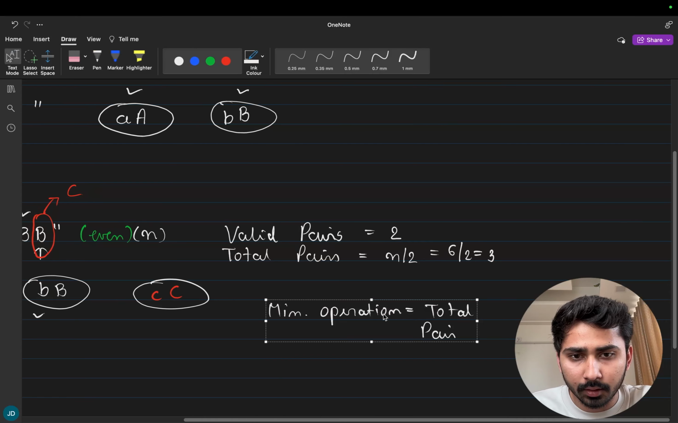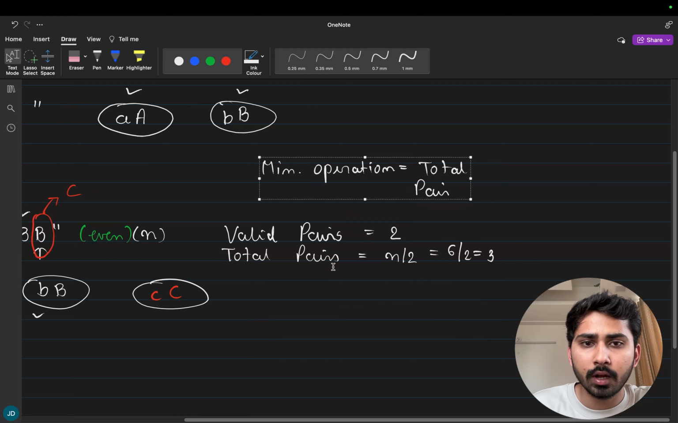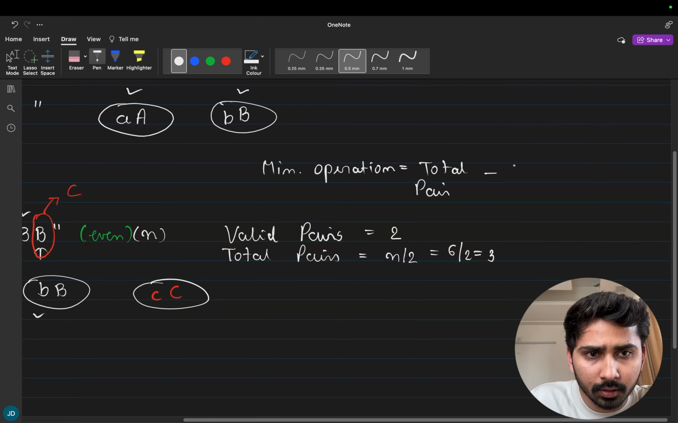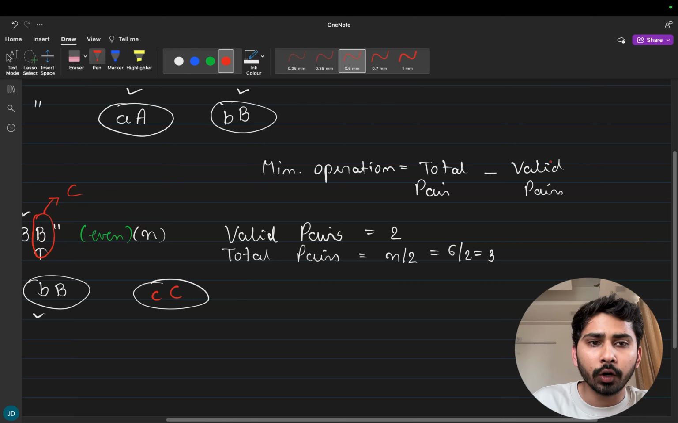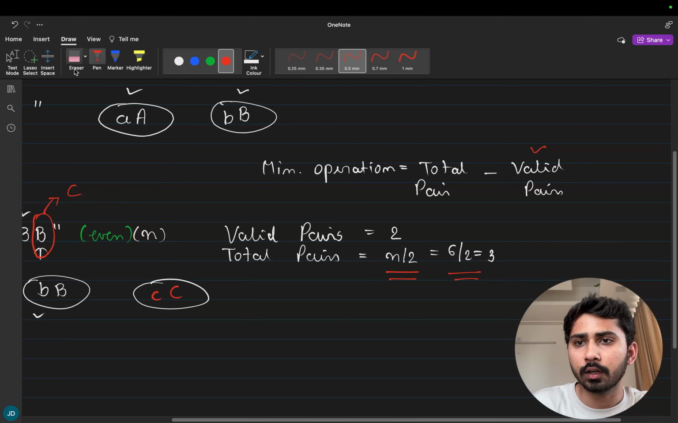And let me just take it over here and write it over here. So total pairs minus the valid pairs which are already existing in the given string. In order to find out the total pairs, we can directly use the formula: length of this string divided by 2, and we'll get the total pairs.